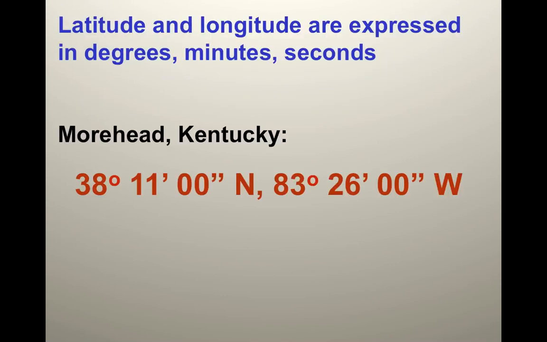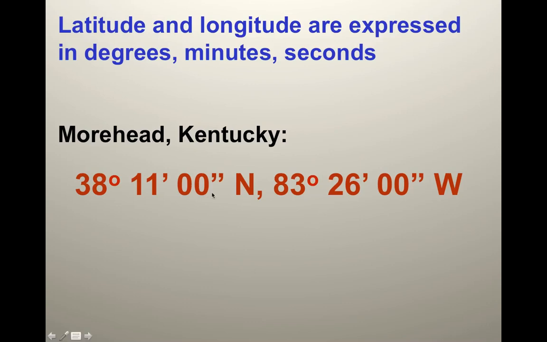So let's look at a precise location for, say, Morehead, Kentucky. The latitude for Morehead, Kentucky is 38 degrees, 11 minutes, and 0 seconds north. That's the latitude for the center of Morehead. Now look back at your notes. We know that 1 second is equal to 100 feet, roughly, right?